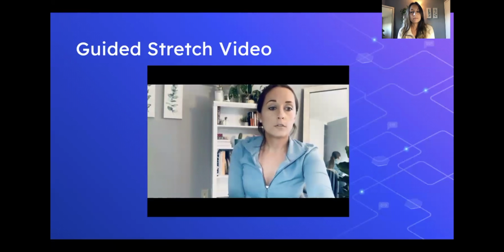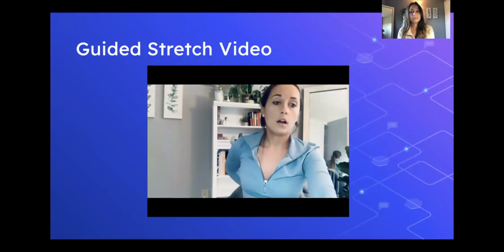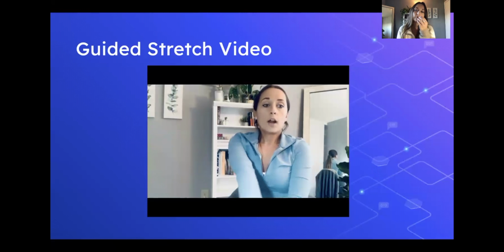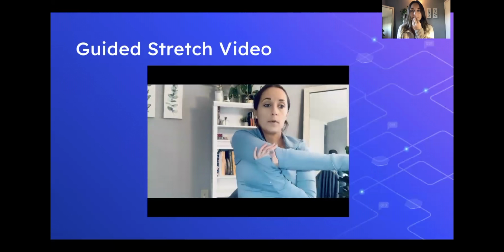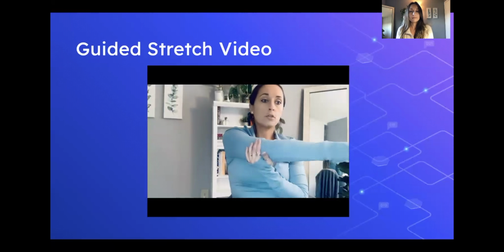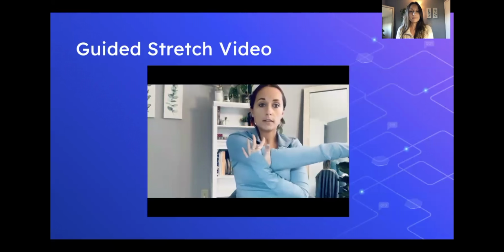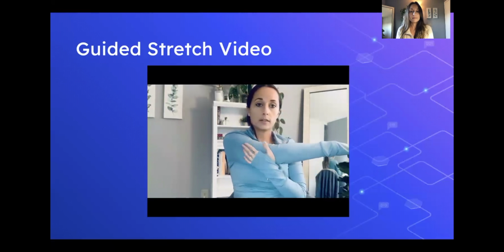Now we're going to move on to some shoulder stretches. We're going to begin with a shoulder pull. So you're going to grab your right upper arm and pull the arm at shoulder height across your chest and hold this for 15 seconds. Just like this.